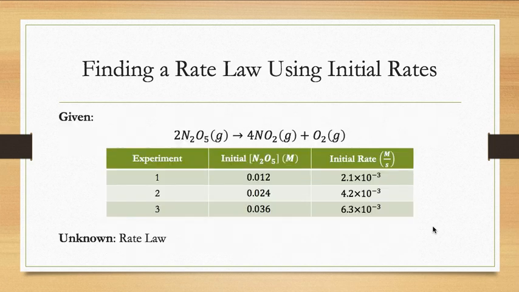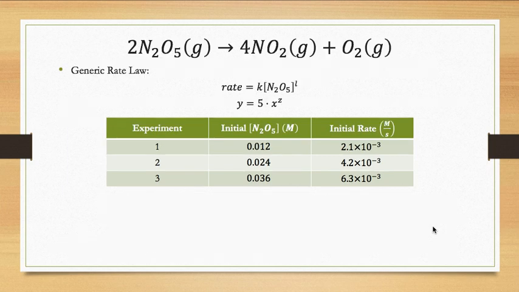Okay, so the first thing we have to do is look at, again, what's given. So we have this reaction equation, and we have this set of data. What's unknown is the rate law. So let's start off by writing out the generic rate law for this reaction. We would say rate equals k, the rate constant, times the concentration of N2O5 to some order L. We don't know what the order of the reaction is with respect to N2O5 yet. And that's the first thing we're going to try and figure out, what is this exponent here, okay?